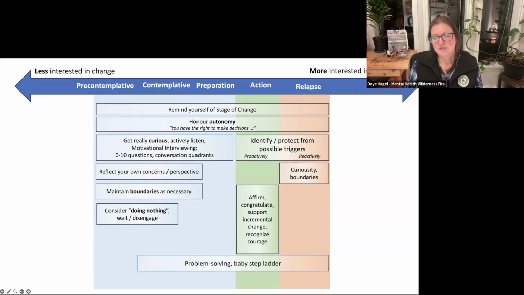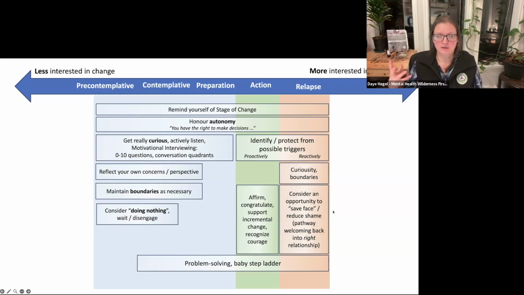With relapses, of course, going back to the curiosity and the boundaries and having those as hallmarks. But also with relapses, I just like to name that often what can come up for folks is some confusion and shame about whatever brought them back to that old behavior, even if it is a seemingly small thing. Oh, I texted so-and-so that I promised myself I wouldn't text. So sometimes it can be helpful just to be proactively aware that there might be some big feelings coming up and just give the person an opportunity to save face, right?